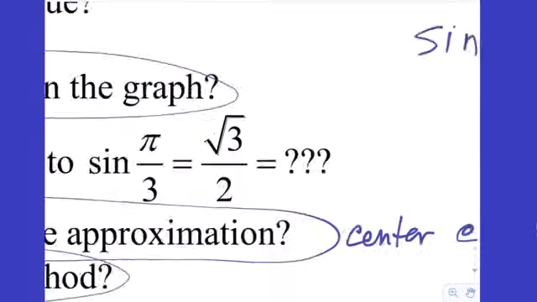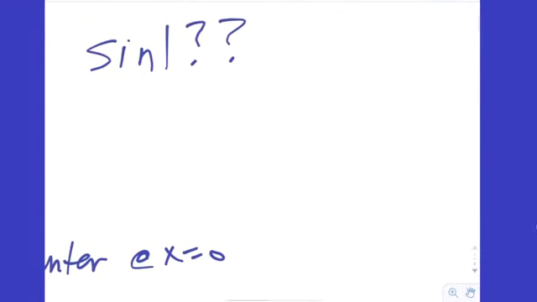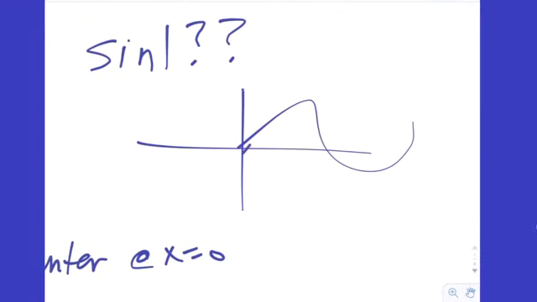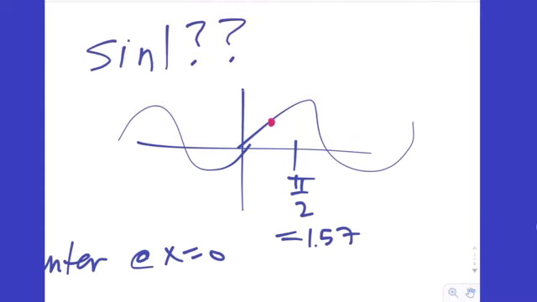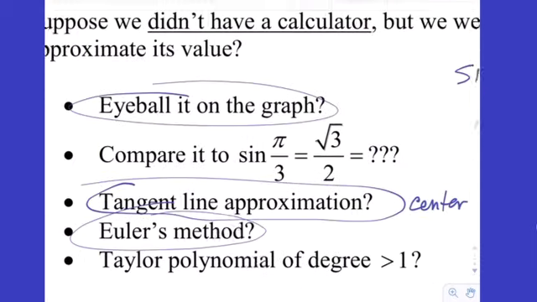This one's an easy one. We could eyeball it on the graph, right? We've got the graph of sine, which looks like this. This would be pi halves, which is about 1.57. So 1 would be somewhere right around in here. And we know it goes up to 1 and starts at 0. So that would be a real crude way, right? Eyeball it. It's 1/2-ish, right? 1/2-ish. That's the eyeball method.